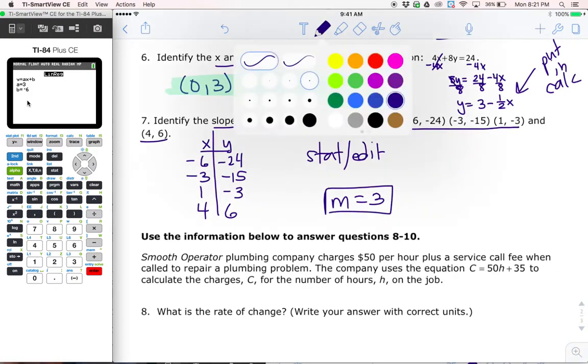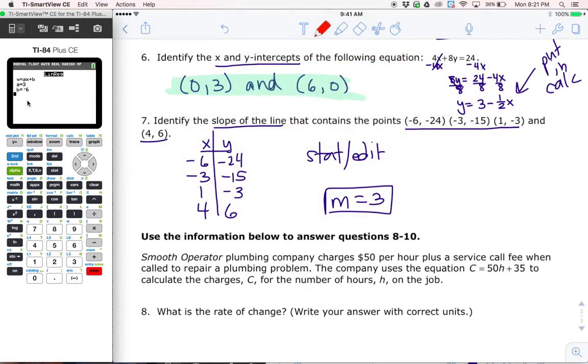Some of you might have remembered that really another easy way to do this is just calculate your change here, right? Negative 3 to 6 would be me adding 9, and 1 to 4 would be me adding 3. And slope is change in y over change in x, which is 9 over 3, which is 3, right? So either way we do it, we get that m is equal to 3.